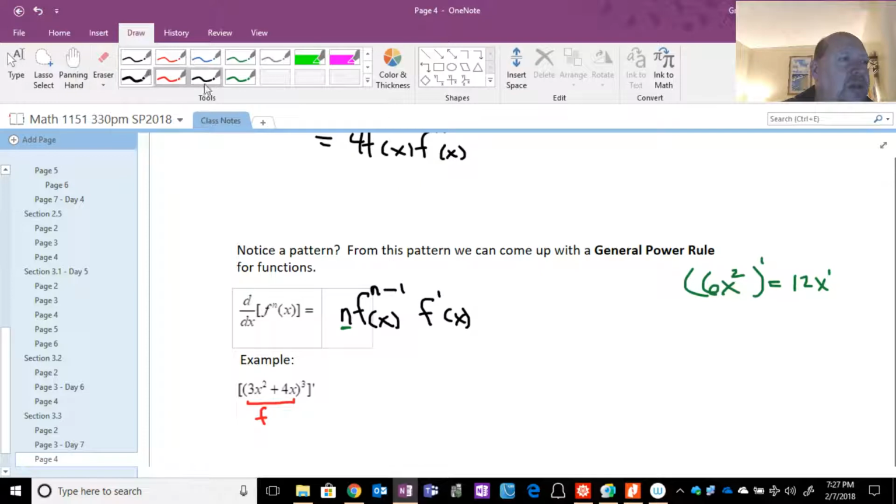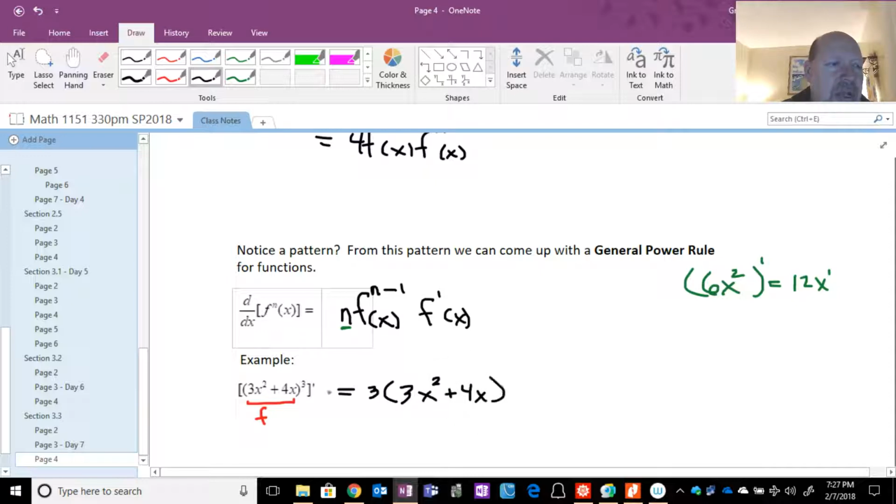So how is this going to work with our formula for the general power rule? Well, it says we should take the exponent 3 and bring it down in front, so it's going to be 3, and then it's f of x to the n minus 1, so our f of x is this 3x squared plus 4x, and then that's to the n minus 1, so n was 3, so now this is 2, and then we're going to multiply that by the derivative of f of x. So let me just write that down. It'll be 3x squared plus 4x prime.